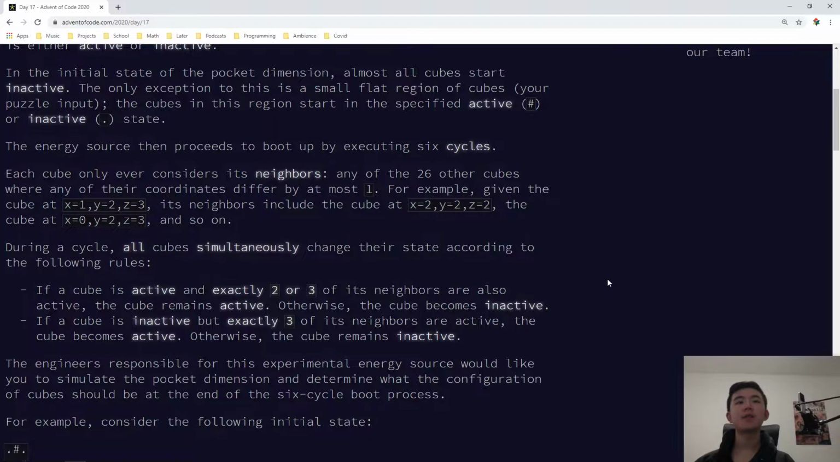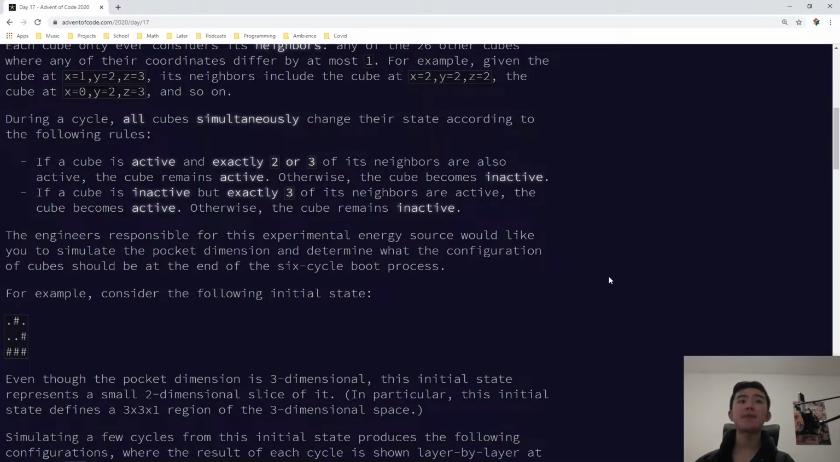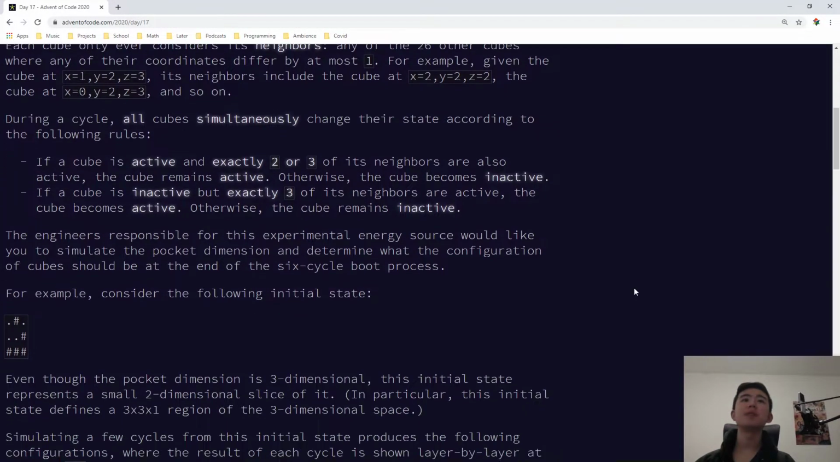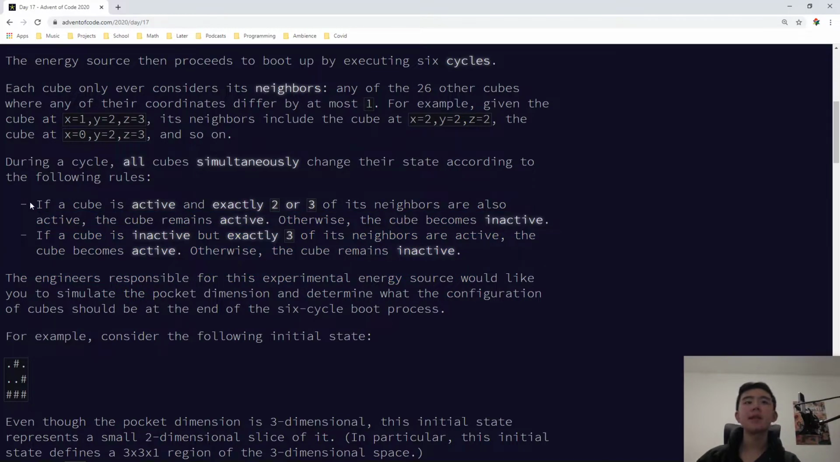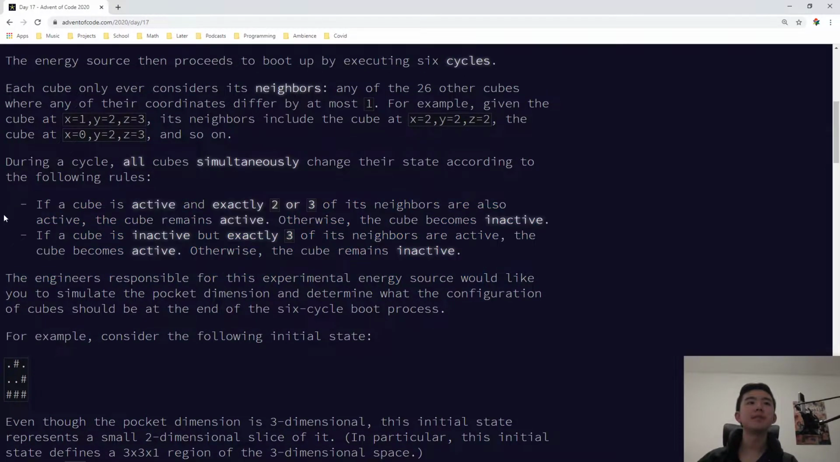During a cycle, all cubes simultaneously change their state according to the following rules. If a cube is active and exactly 2 or 3 of its neighbors are also active, the cube remains active. Otherwise, the cube remains inactive. If a cube is inactive, but exactly 3 of its neighbors are active, then the cube becomes active. Otherwise, the cube remains inactive. So this is kind of like Conway's Game of Life, if you ever heard of that. I'll leave a link to that in the description. It's pretty well known. It's like a 2D simulation of this. The rules are a little bit different, but this is kind of the gist of it, and it's in 2D.